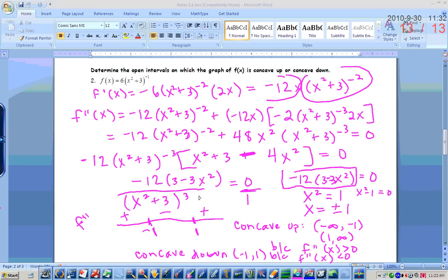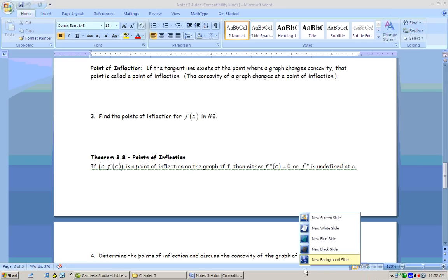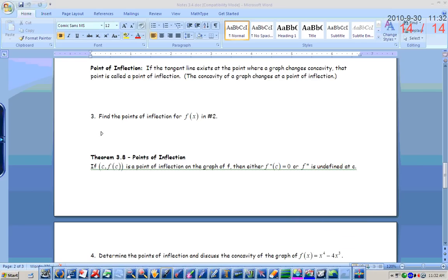So how many points of inflection do I have in number 2? 2. I have one at x equals negative 1 and one at x equals positive 1 because that is where the graph is changing concavity. Technically, we would want to put negative 1 comma something and 1 comma something and plug those two x values back into your original f of x to find the actual point of inflection. And we need to justify by saying because f double prime of x changes signs.